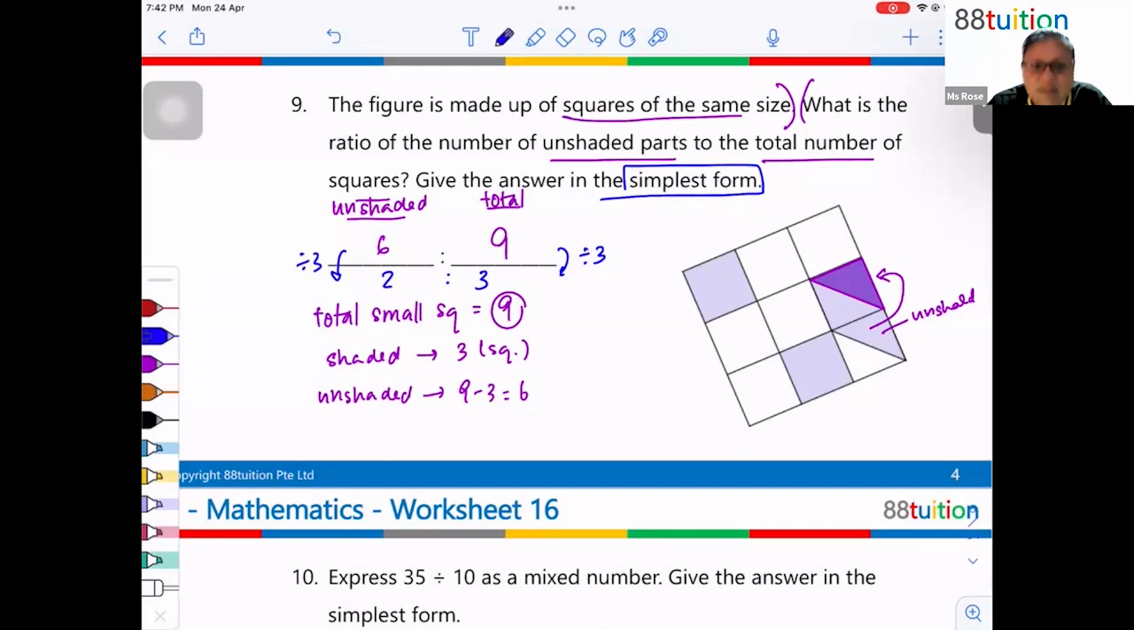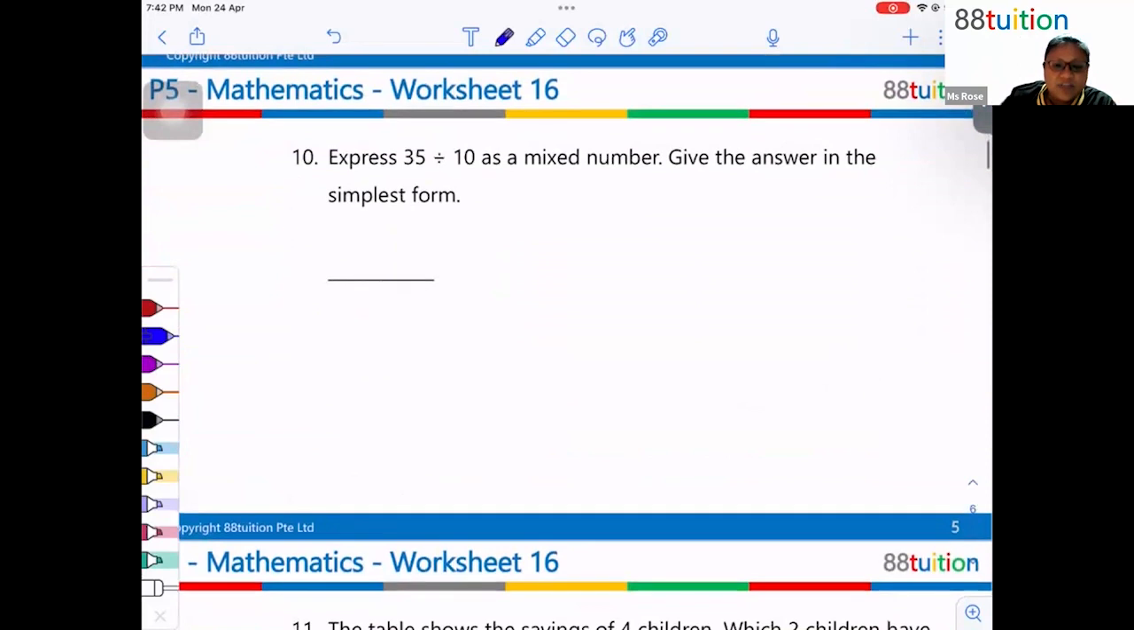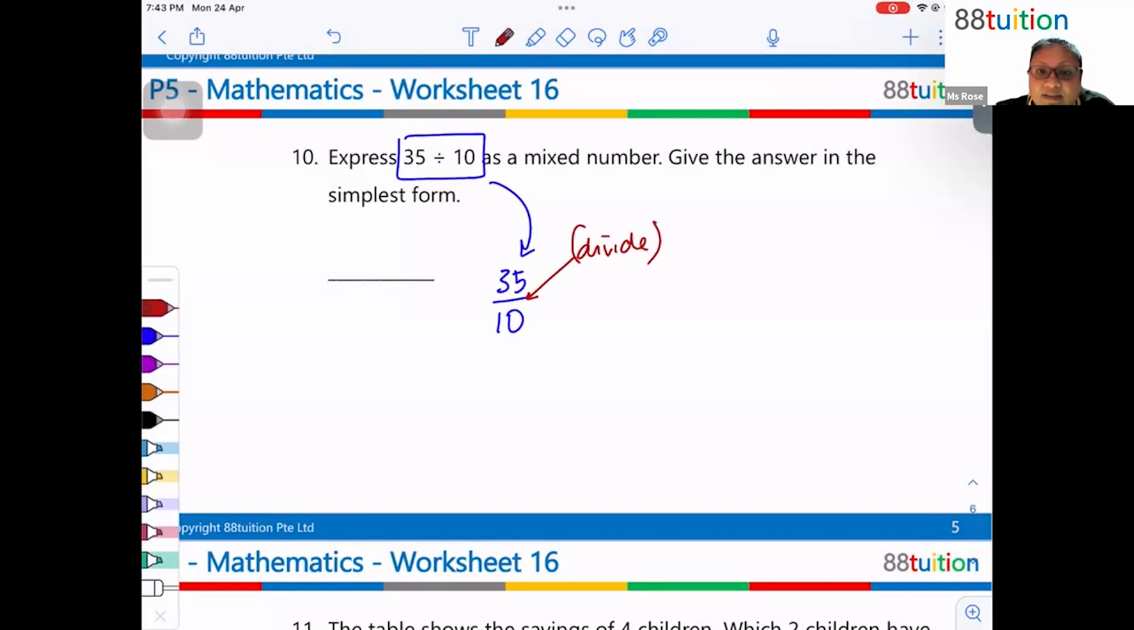Not that, so everybody's done it. Okay, so now you know that division and fraction are the same, right? So if I were to rewrite this in the form 35/10, can I do that? Because this means it is also a divide, right? I can write it down this way.